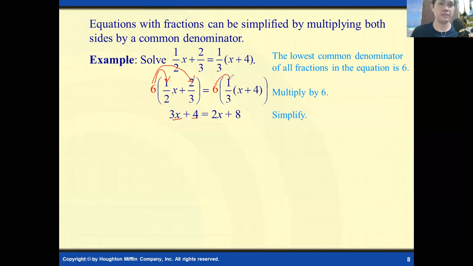So 6 times 1/3 is 2x. What I mean, this becomes, so this one, 1/3 times 4 is 4/3 times 6. So 4/3 times 6 is 8. Why? 6 times 4 is 24 divided by 3. So that gives you 8. So I hope you can follow. So after we simplify, then we have 3x is equal to 2x plus 4.